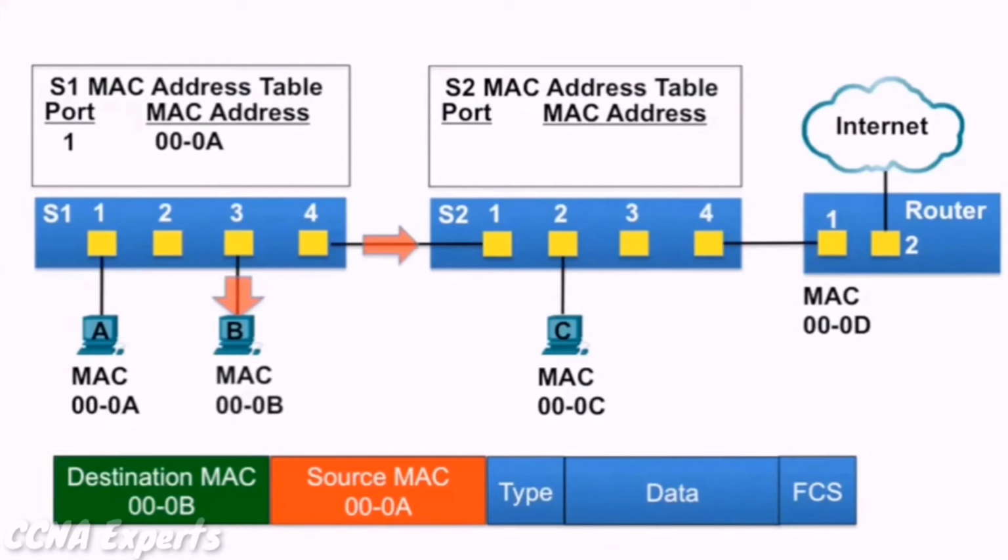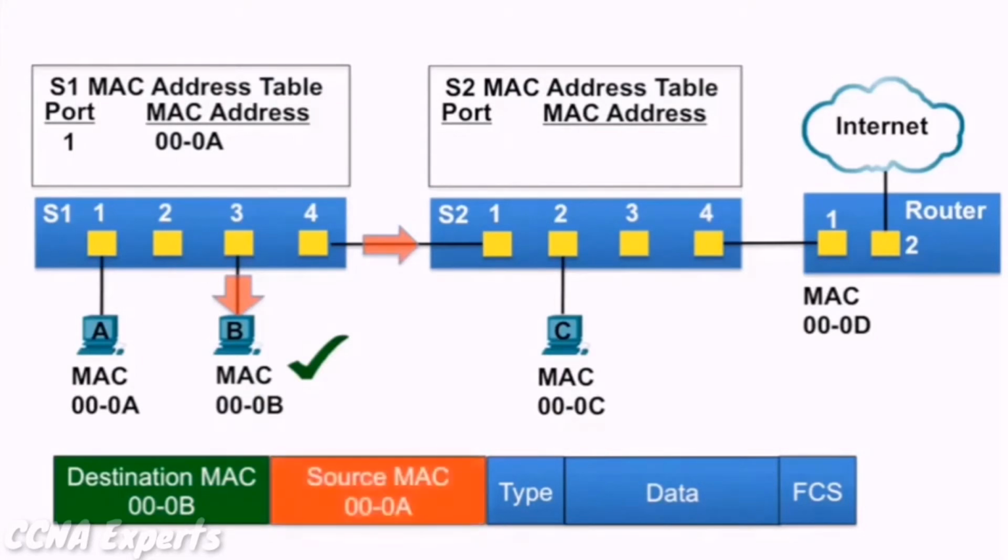PCB receives the Ethernet frame, examines the destination MAC address against its own MAC address, and notices that that is a match and receives the rest of the frame. The Ethernet frame continues to be forwarded to switch S2.